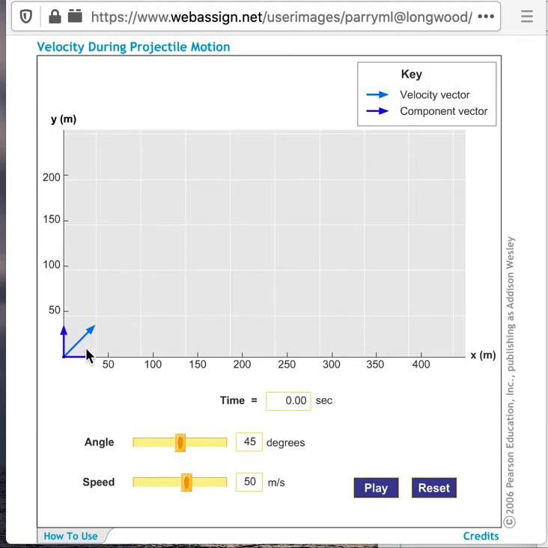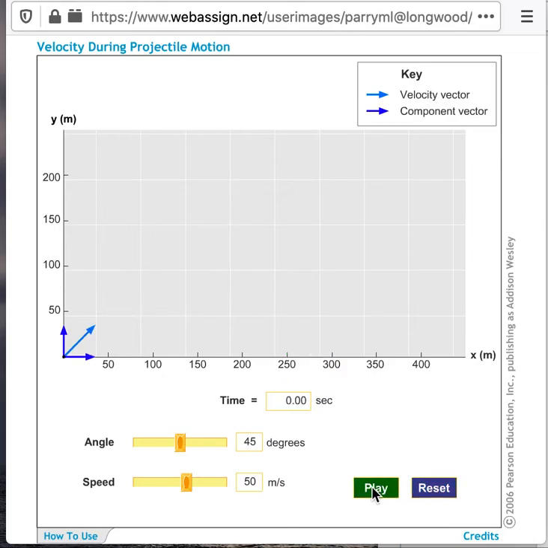There is a component of that velocity vector along the horizontal and a component along the vertical. So let's go ahead and hit play. We notice that during the motion, the horizontal component of the velocity stays the same throughout. The horizontal piece is always the same length. It never changes, which means that the velocity along the horizontal stays constant.